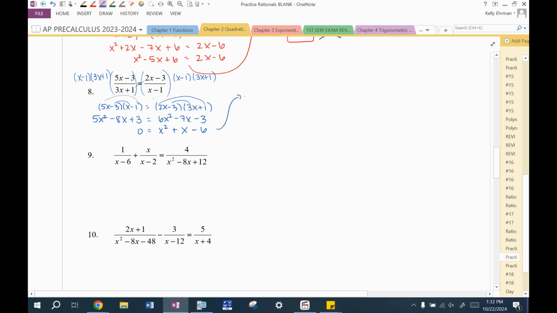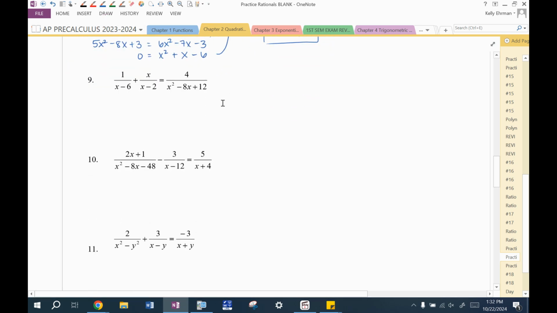All right, now I need to factor this. x plus 3, x minus 2. So x could equal negative 3 or positive 2. Oh, what about excluded values? Sorry, forgot about that. x can't equal 1 or negative 1/3. I didn't get either of those answers, so 2 solutions.